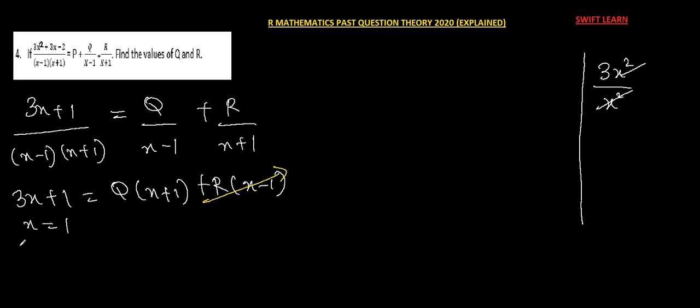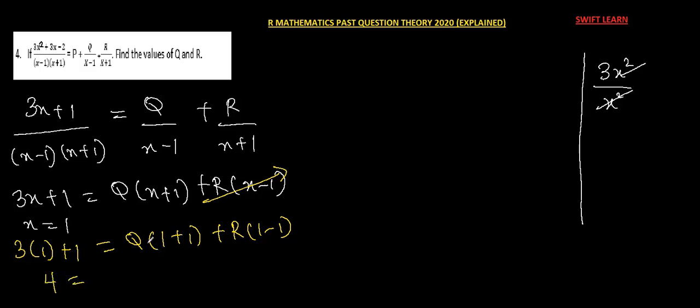We have 3 bracket 1 plus 1 equals q bracket 1 plus 1 plus r bracket 1 minus 1. So we have 3 times 1 is 3, plus 1, that's 4. 1 plus 1 is 2. 2 times q is 2q. So divide both sides by 2. Your q will be equal to 4 divided by 2. So our q is what? 2. So can you guess what we are going to use to get our value of r?